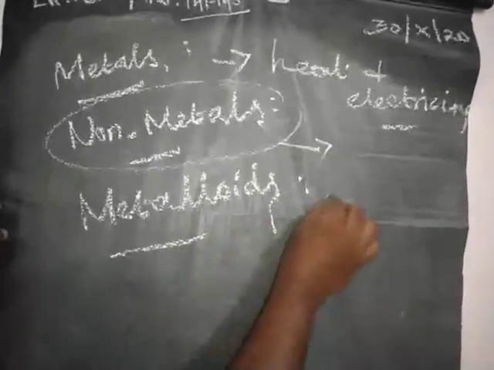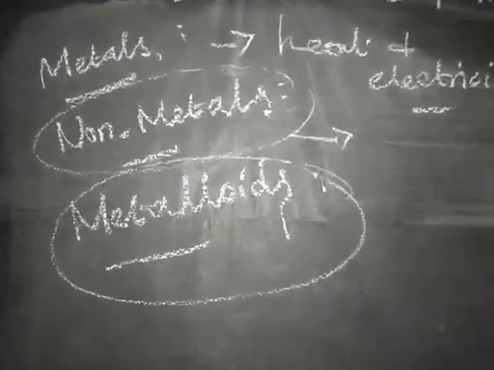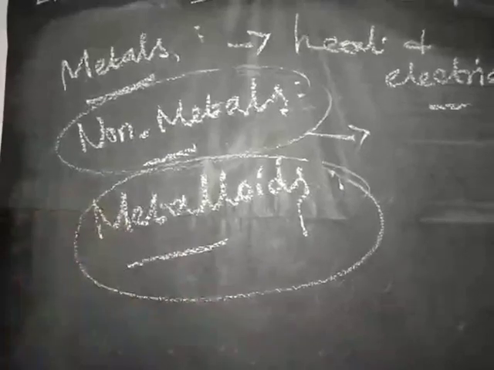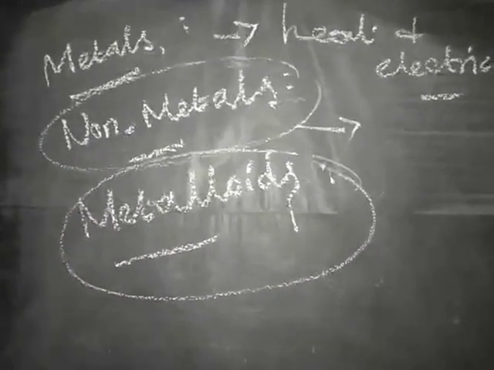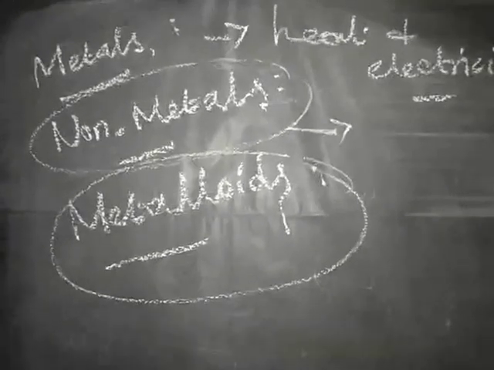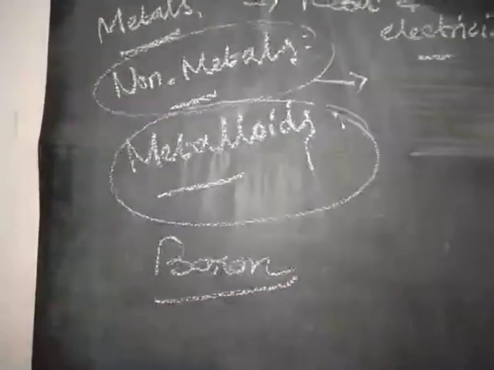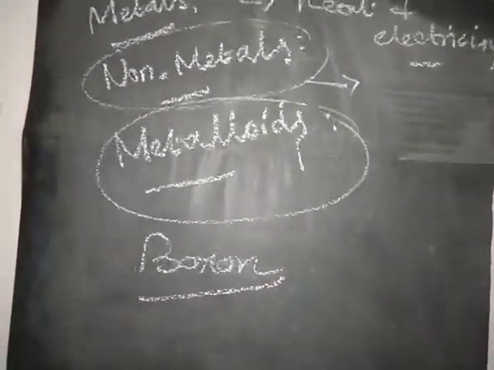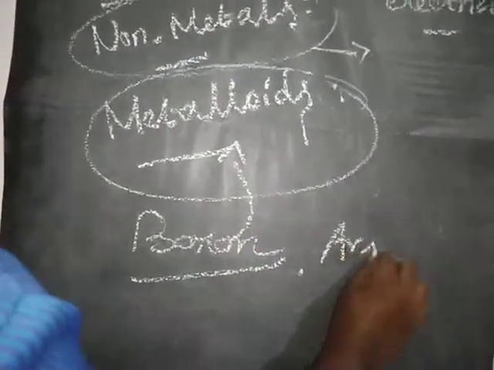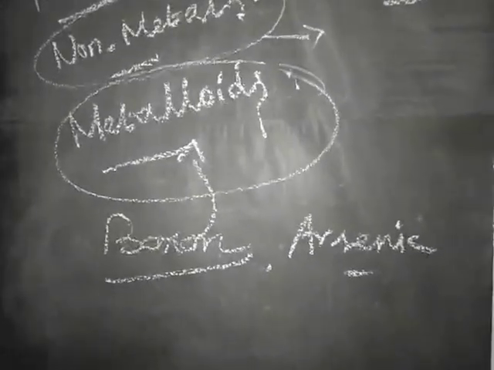What is meant by metalloids? Metalloids have both characteristics. It is the mixing of metals and non-metals. Sometimes it acts with metal characteristics, sometimes it shows non-metal characteristics. That is called a metalloid. Examples are boron and arsenic. They show both metal and non-metal characteristics.